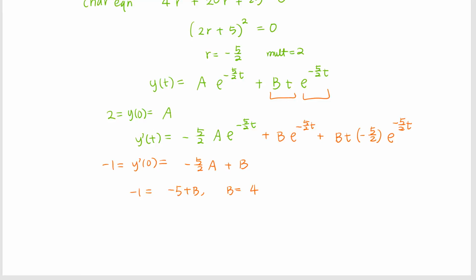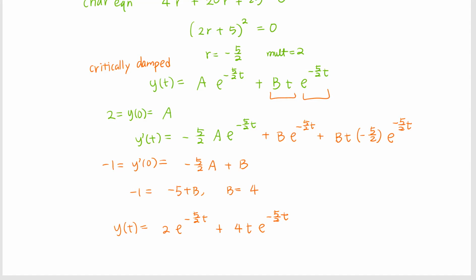Oh, okay. So our y of t is 2 e to the -5 over 2 t plus 4 t e to the -5 over 2 t. And when we see repeated real roots, we know this is the critically damped case. Okay, so what does this look like?